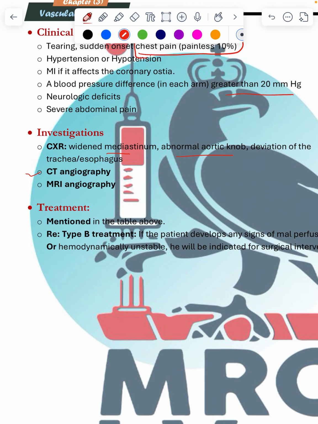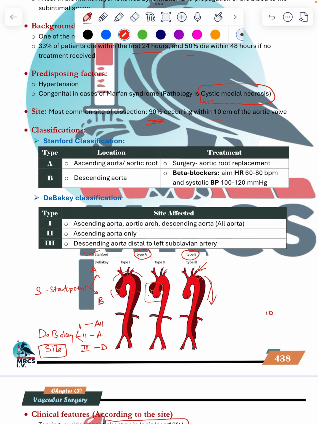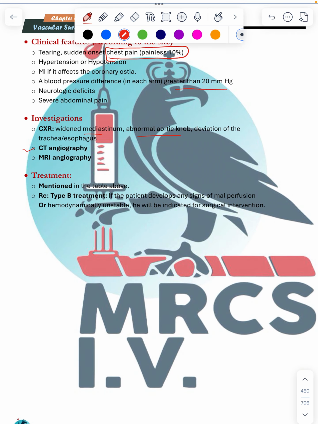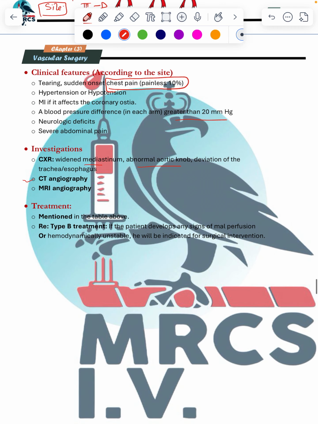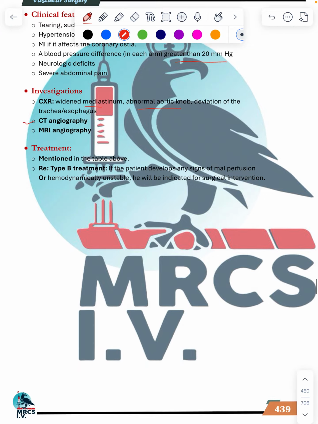The treatment is mentioned in the table above. Here the treatment is given. If it is type A, it starts from the aortic root, so surgery, aortic root replacement. If it is type B, descending aorta, in this you can go for beta blockers, heart rate 60 to 80 and systolic BP controlled. We have to give beta blockers. In type B treatment, if the patient develops any signs of malperfusion or hemodynamic instability, he will be indicated for surgery.